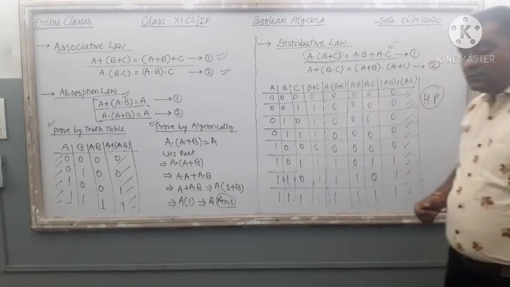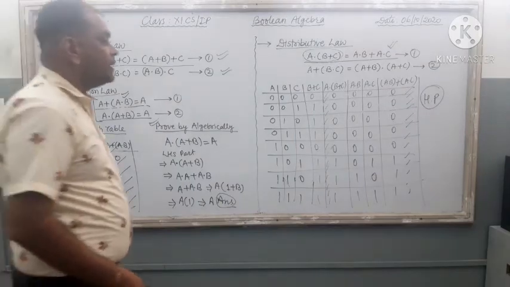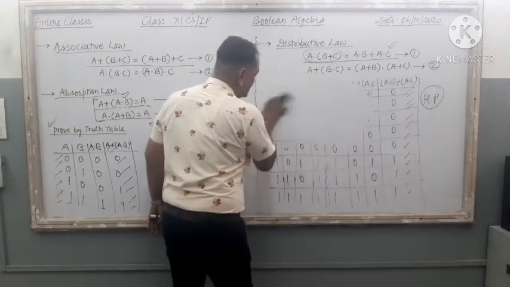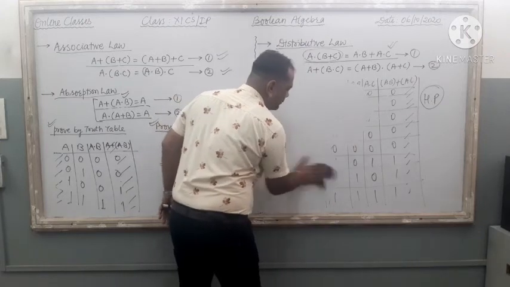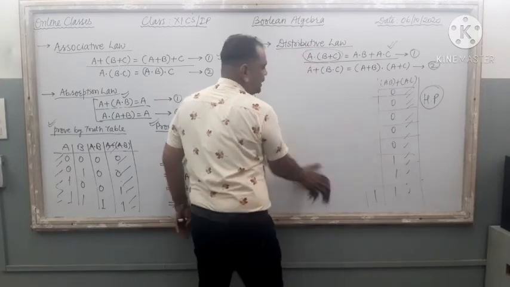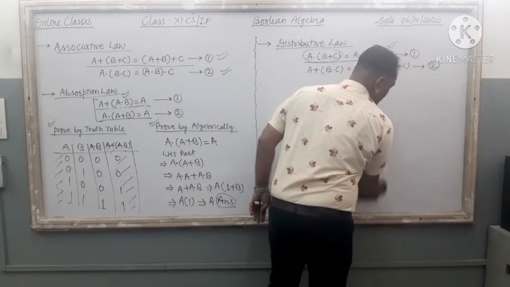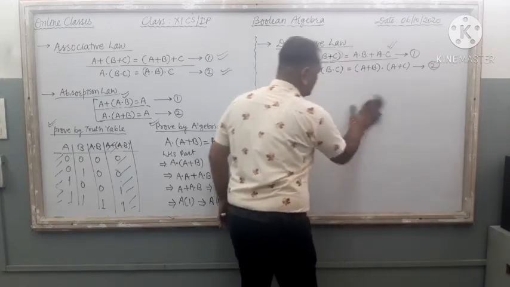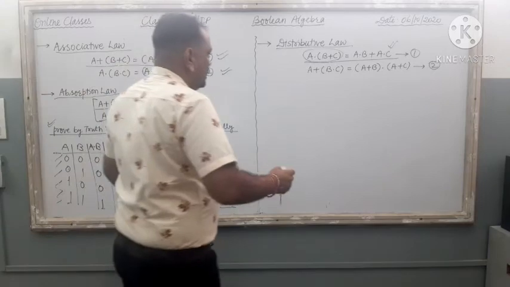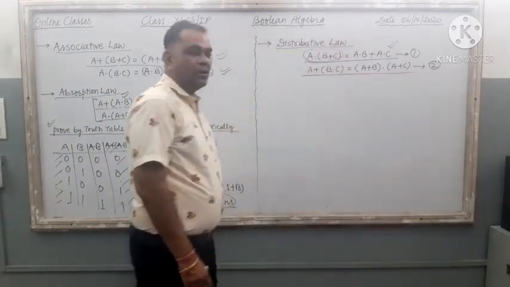Right? Now, if you want to prove the law by using the algebraic method, what you can do, just check it out. I am going to rub it down. Now the second distributive law we are going to solve with the help of the algebraic method. So the second law is A plus B dot C equal to this one. It is the second law.